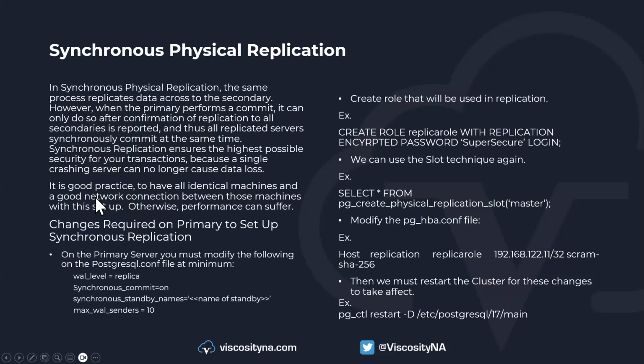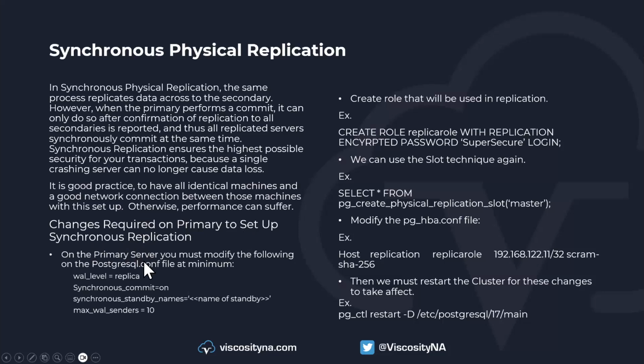A caveat or warning here: it is good practice to have all identical machines or as close to identical as possible, and of course, a good network connection between those machines. Otherwise, you can have performance degradation with synchronous physical replication. Changes required, again, we're going to go through the same thing, primary and secondary.